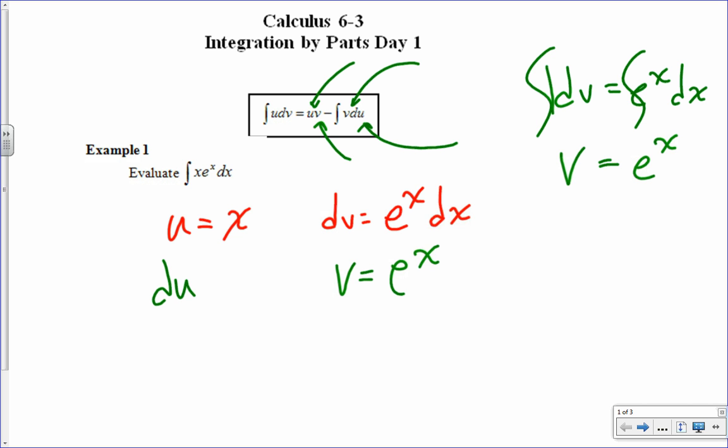Really, this is du over dx, right? Equals, and then, well, what is the derivative of x with respect to x? It is 1, and we're going to write it over. Remember, the dx is really on the bottom over here. We just move it up, right?